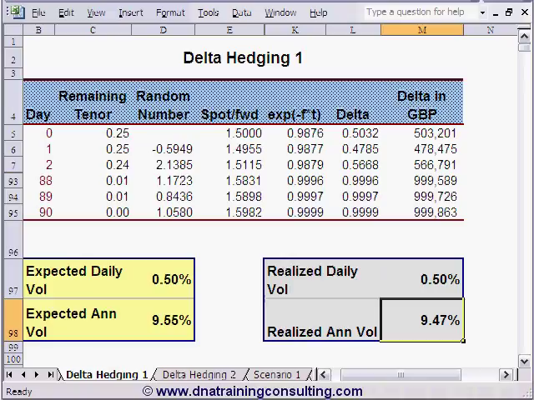Lastly, on this spreadsheet or worksheet, you see column L, very importantly, which has the delta of the option as of that day. And next to it, column M converts the numbers in column L into the required size of the delta hedge in sterling, simply, of course, by multiplying the delta number in column L by the 1 million sterling notional, as we saw previously.